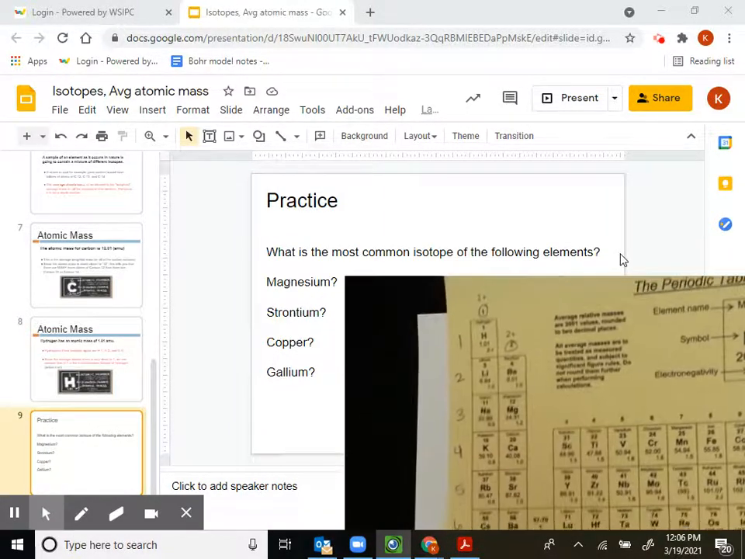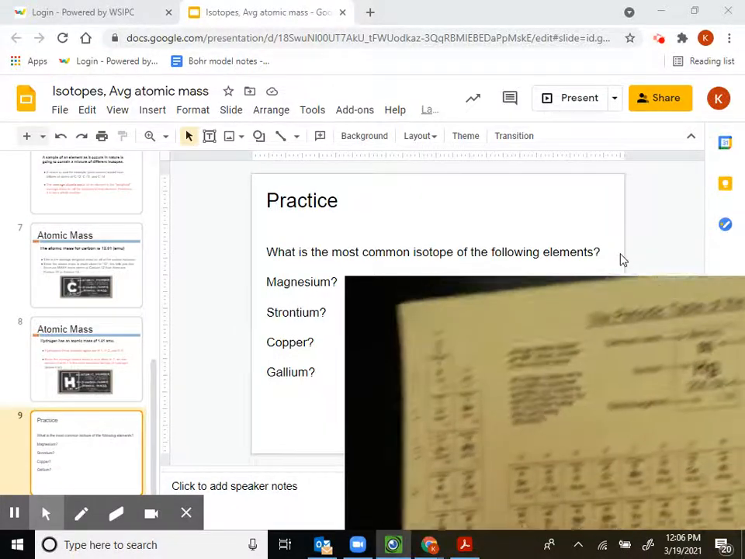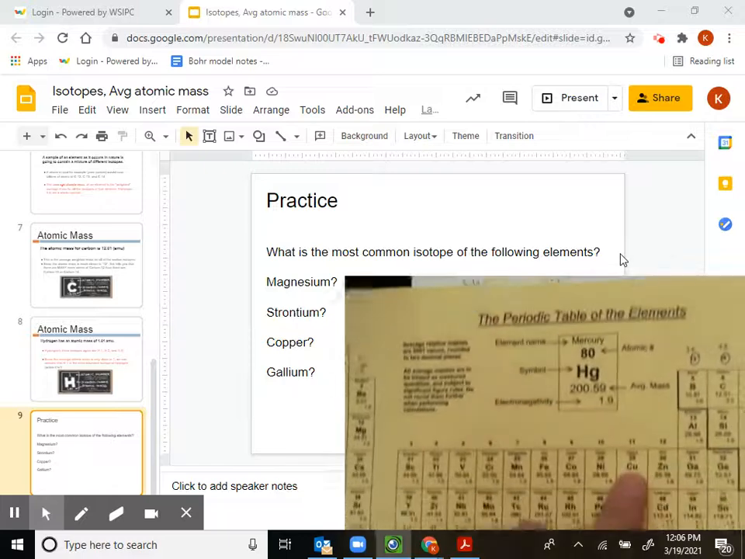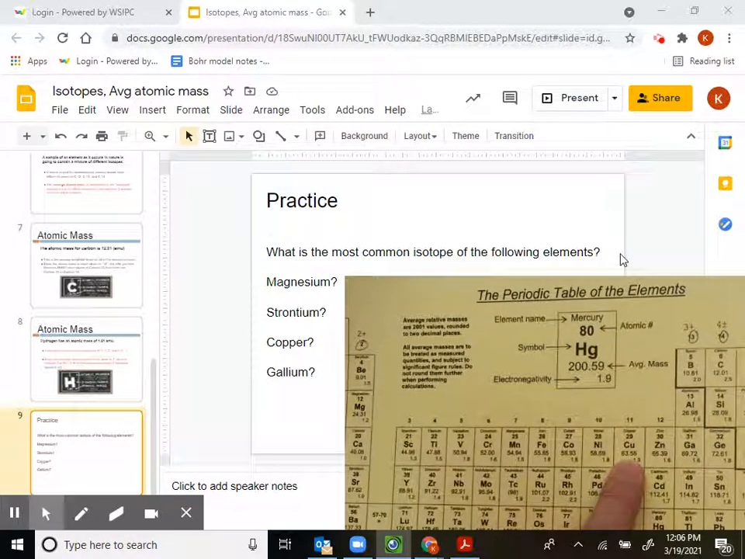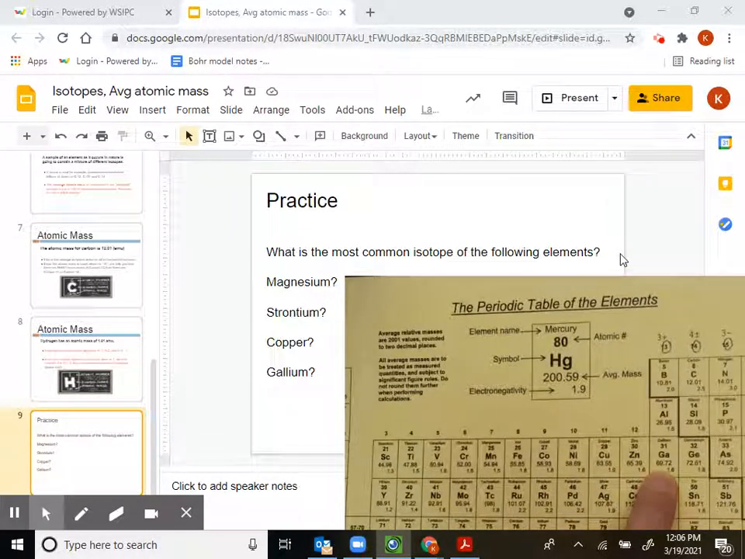Now let's look at strontium. It says 87.62. Does that round up or stay the same? If you're saying round up, you are correct. The most common version of strontium is strontium 88. Now we find copper. There it is. Its mass number says 63.55. That rounds up, so the mass number is 64. And last, we have gallium. That's right, it rounds up to gallium 70.